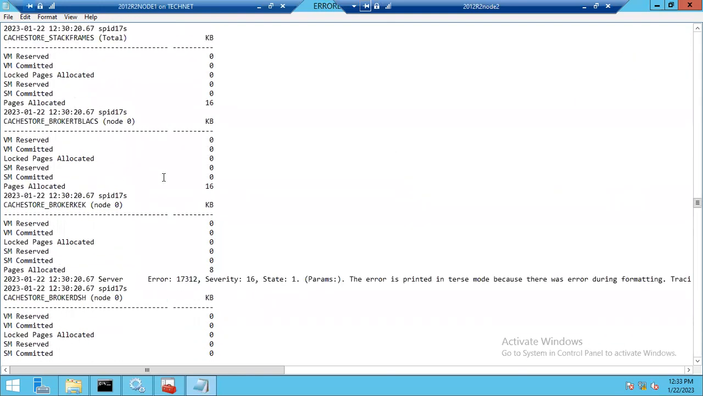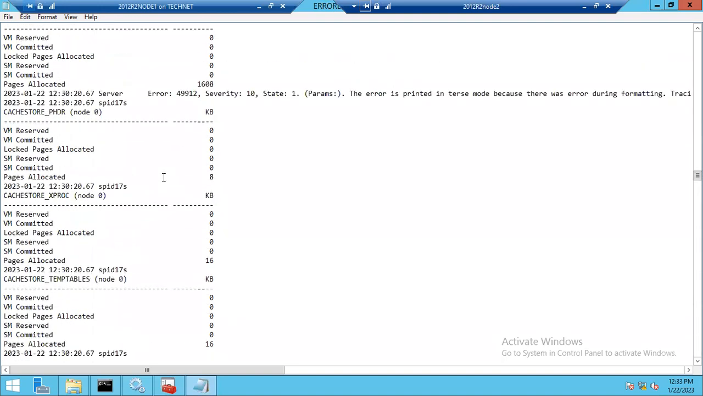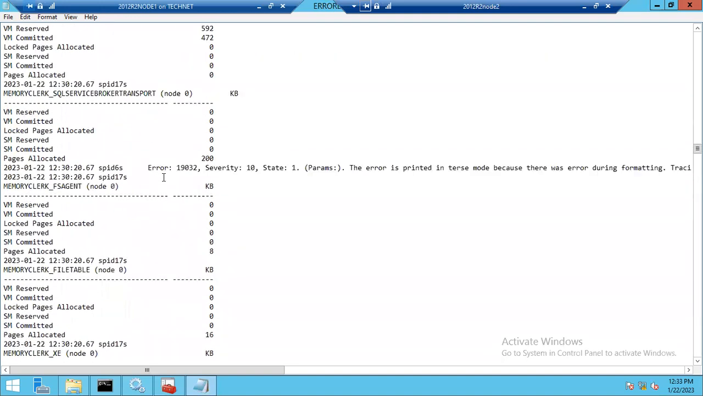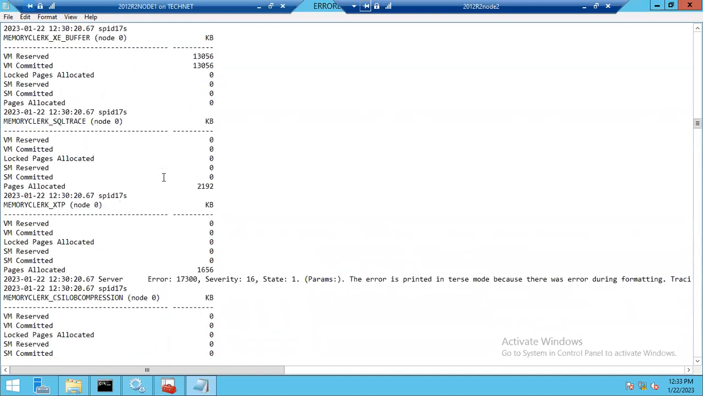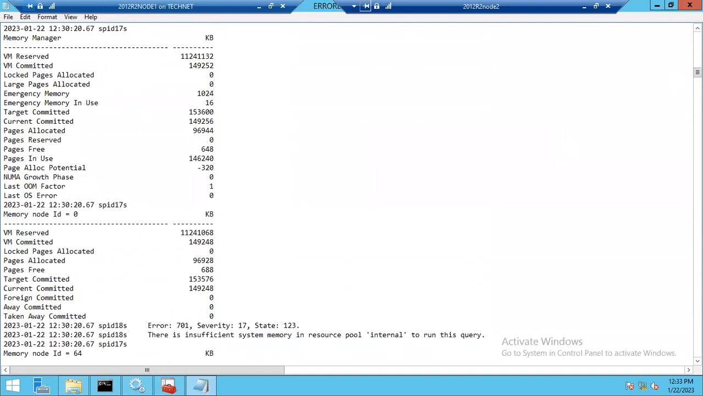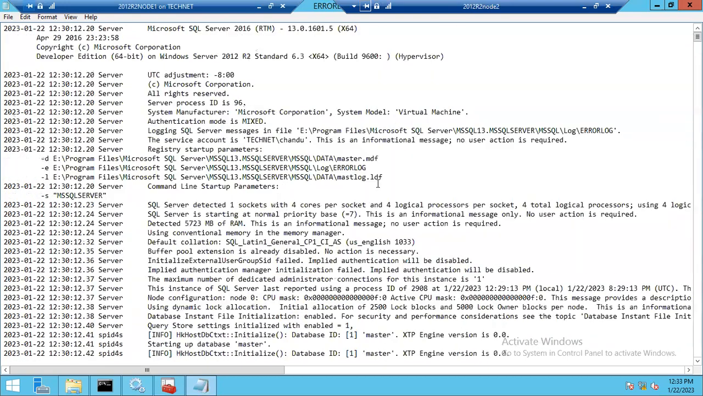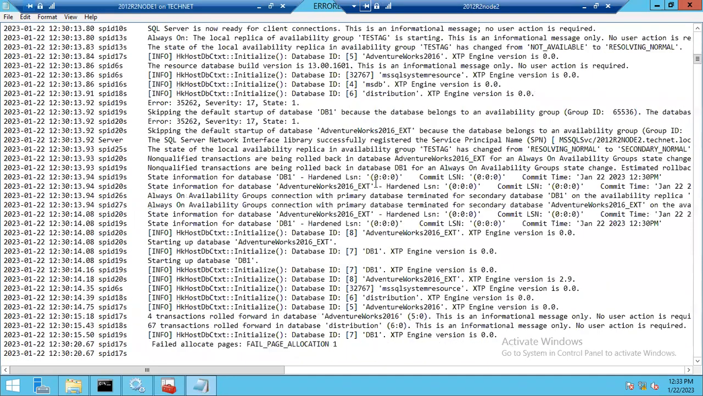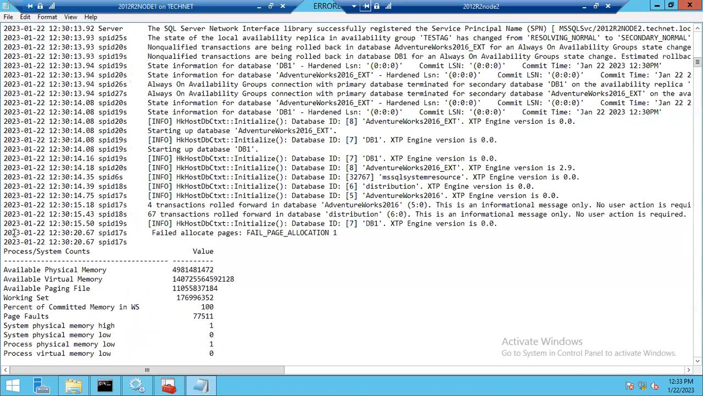Let's see when this memory dump has started. The first message of the memory dump. I'm scrolling all the way up. Let's see when the memory dump has started. Now here. So 12:30, exactly a couple of minutes back.